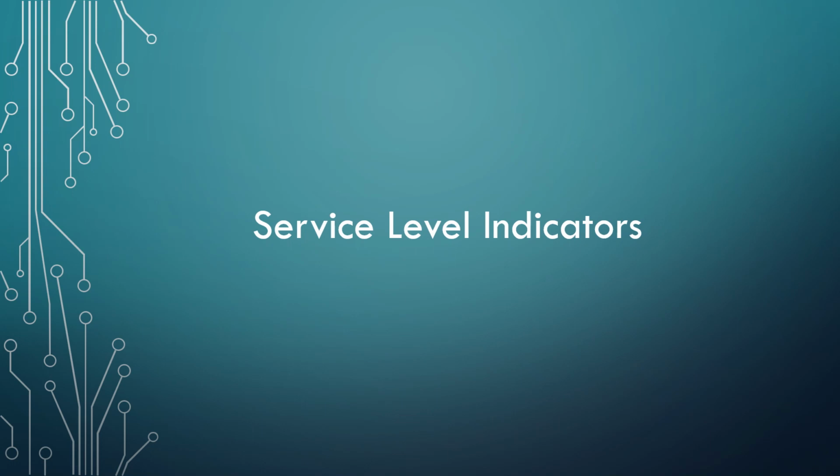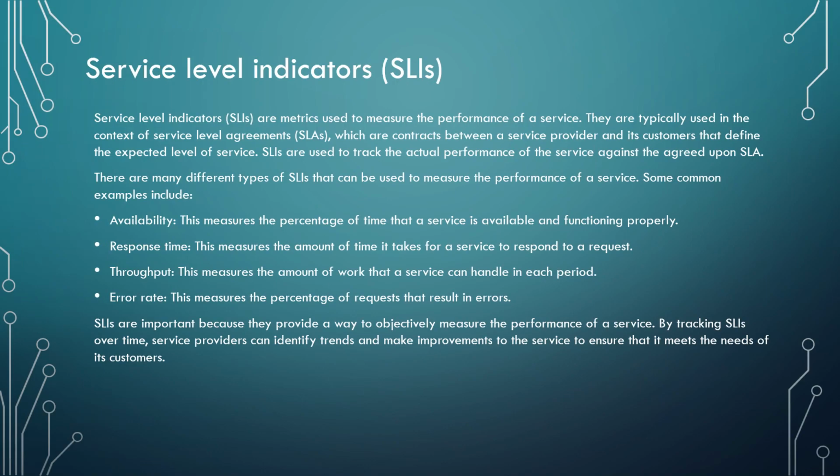Let us talk about service level indicators and why it's a good idea to add them. Service level indicators are metrics used to measure the performance of a service. They are typically used in the context of a service level agreement, SLAs, which are contracts between a service provider and its customers that define the expected level of service.